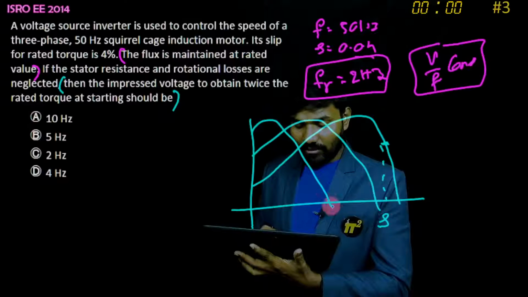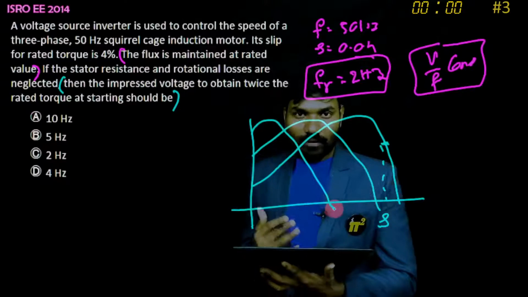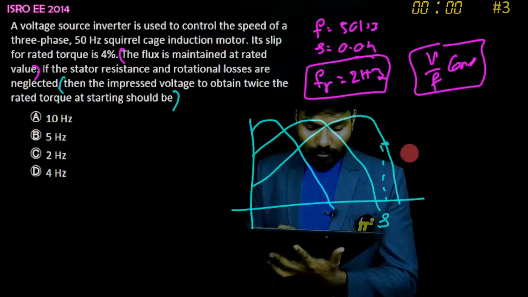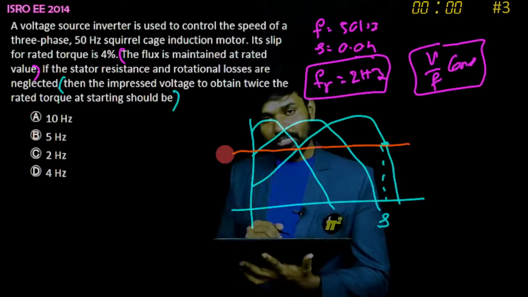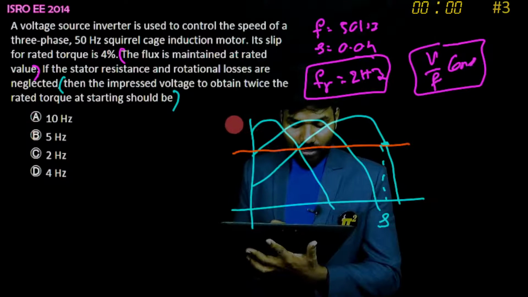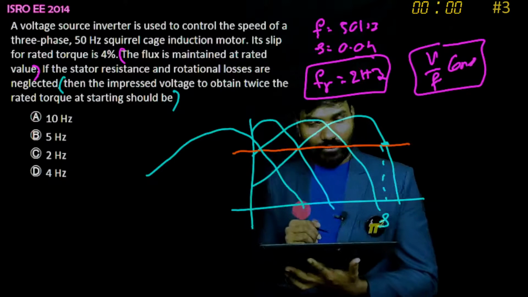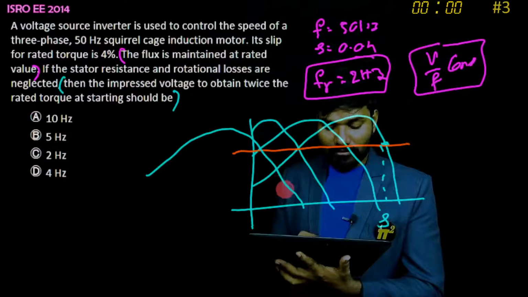This curve will be shifting like this for decreasing value of V by F. And this is a load torque which is constant. Let's say this is a load torque constant. And at one value of V by F, maybe you will get a torque slip characteristic, something like this.